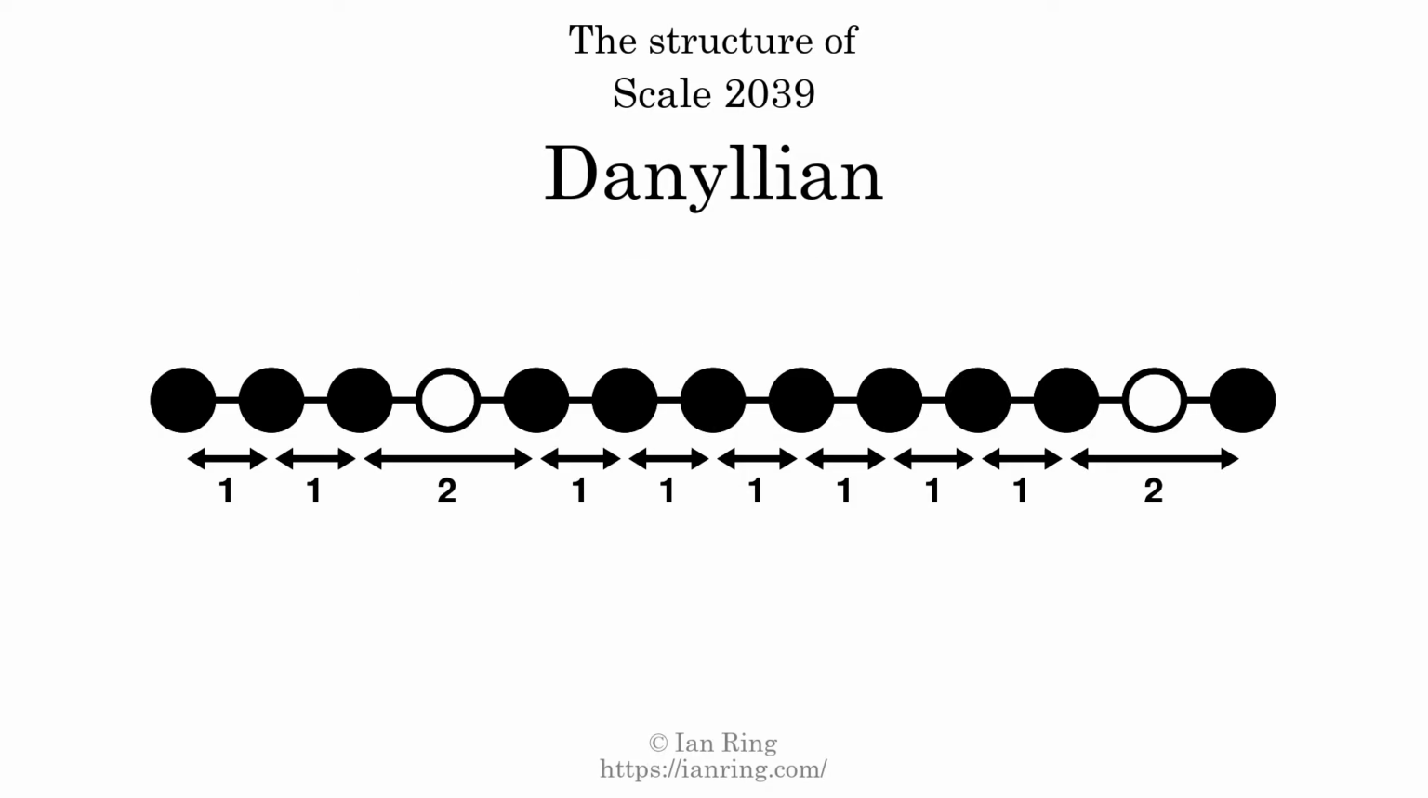The structure of a scale is a description of the interval distance between each successive tone. This scale has a structure of 1-1-2-1-1-1-1-1-1-2.